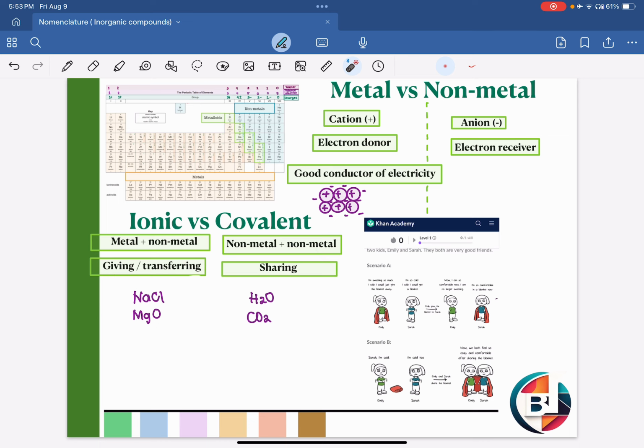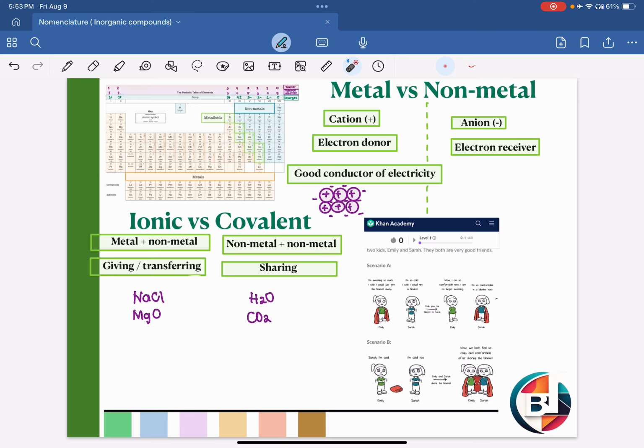Moving on to the type of bonds, we have ionic and covalent. As to ionic bonds, it is occurring between metals and nonmetals. In these bonds, the metal donates electrons to the nonmetal. The metal is the giver and the nonmetal is the receiver. This transfer of electrons results in the formation of positive and negative ions.